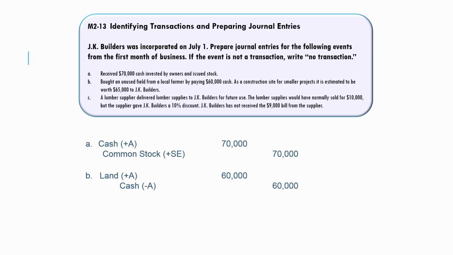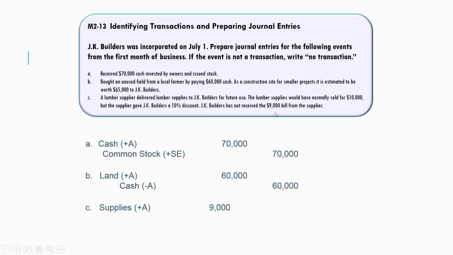And now on C, a lumber supplier delivered supplies for us for future use. They would have normally sold for $10,000, but the supplier gave us a 10% discount. Again, when you work through this transaction, you need to start thinking about what the amount would be for. And when we work through this, you're going to see the amount which we are going to be required to pay in the future.